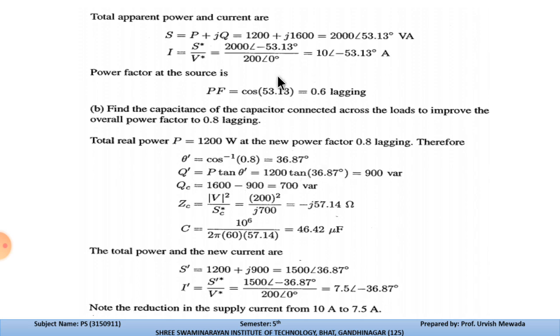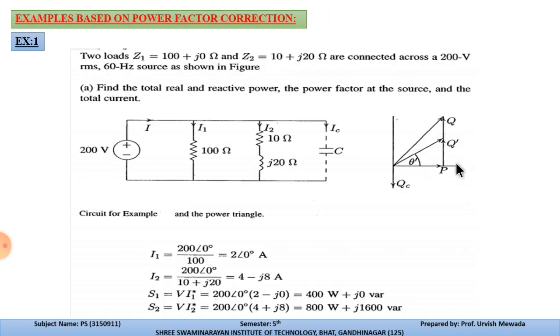Now as we have Q, we need to calculate Q dash. Q dash we can calculate with the help of the base, that is P tan theta.